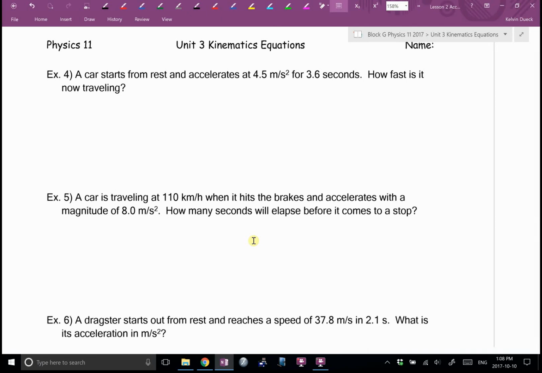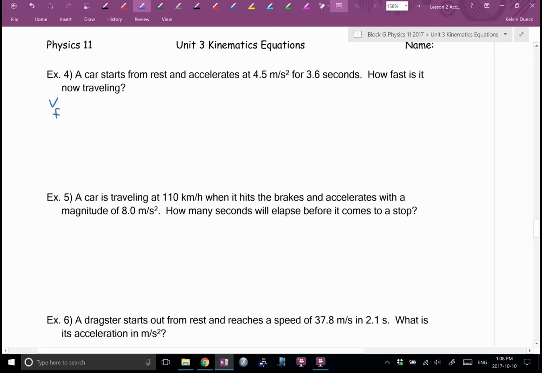Read example 4 to yourself, my angels. Aisha, what's example 4 asking me to find, my joy? So here's what I'm going to say. Fast, V. Which V, initial or final? Now read the question carefully and figure that part out. Yes. How do you know?